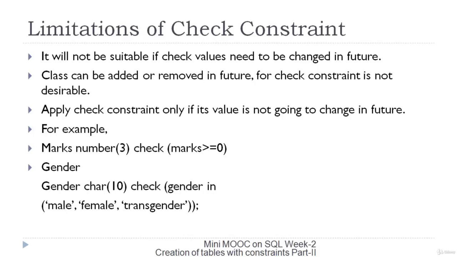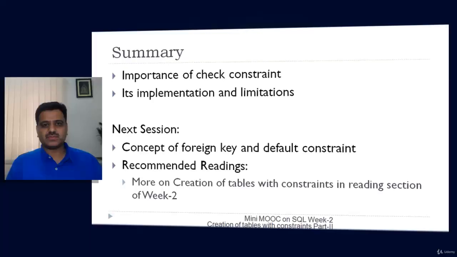For example, it is valid for marks that it should be greater than or equal to 0. So we can apply check constraint for this. We can also apply check constraint for gender field that gender should be male, female and transgender. But it cannot be applied in case of class where classes can be added or removed in the future.